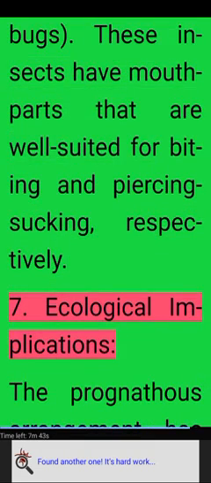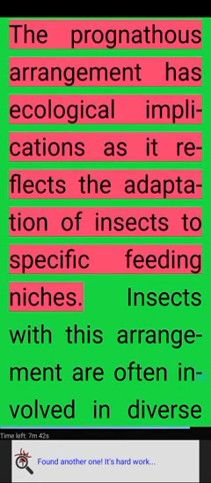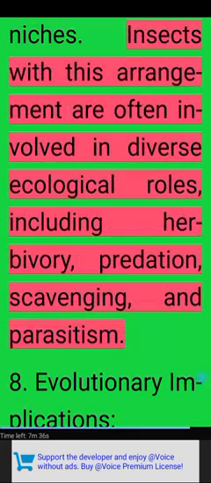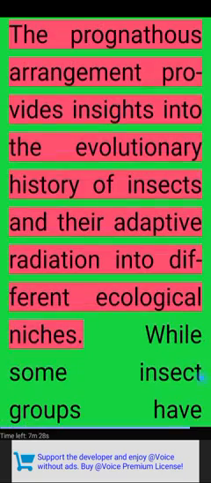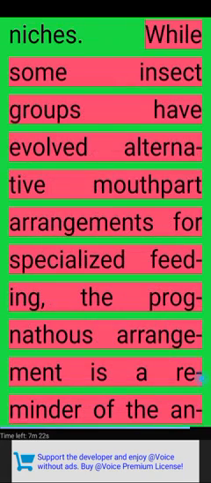7. Ecological implications. The prognathous arrangement has ecological implications as it reflects the adaptation of insects to specific feeding niches. Insects with this arrangement are often involved in diverse ecological roles, including herbivory, predation, scavenging, and parasitism. 8. Evolutionary implications. The prognathous arrangement provides insights into the evolutionary history of insects and their adaptive radiation into different ecological niches. While some insect groups have evolved alternative mouthpart arrangements for specialized feeding, the prognathous arrangement is a reminder of the ancestral condition that has contributed to insect diversity.